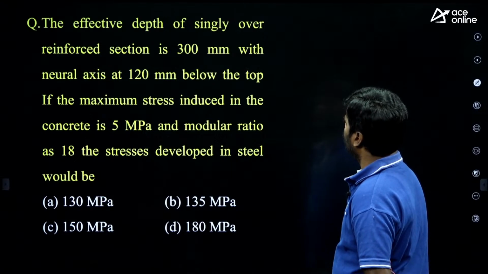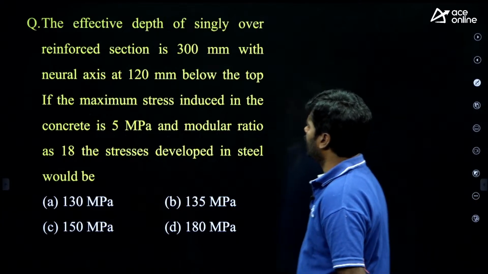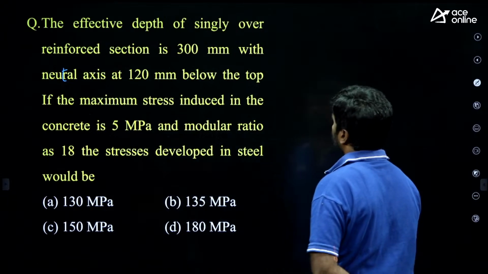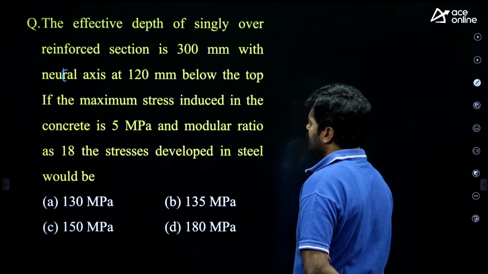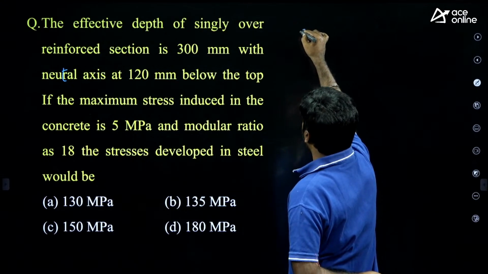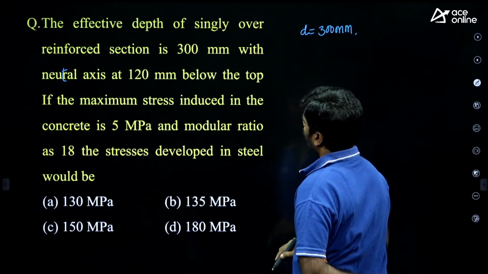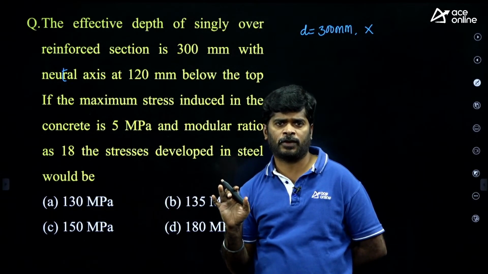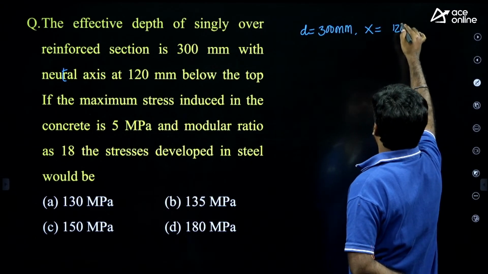The effective depth of singly over reinforced section is 300 mm with the neutral axis at 120 mm below the top. If the maximum stress induced in the concrete is 5 megapascal and the modular ratio is 18, the stress developed in steel would be, okay, here given effective depth, how much it is? 300 mm. Fine. And depth of neutral axis, they have not mentioned whether it is actual depth of neutral axis or critical depth of neutral axis. They didn't mention in the question. Okay, let us take x. X equal to 120 mm.